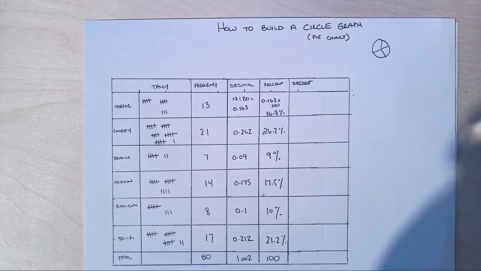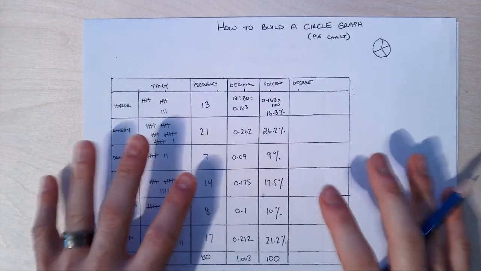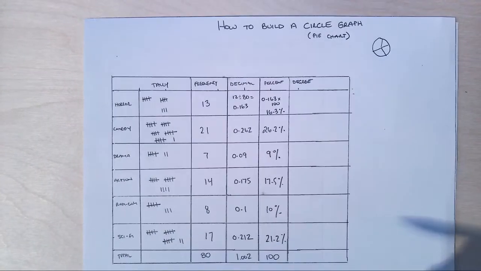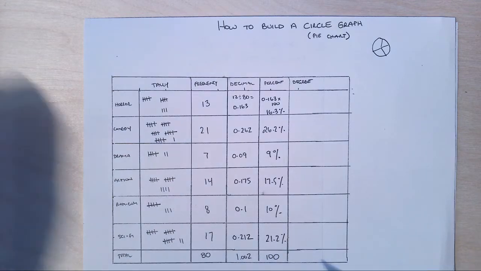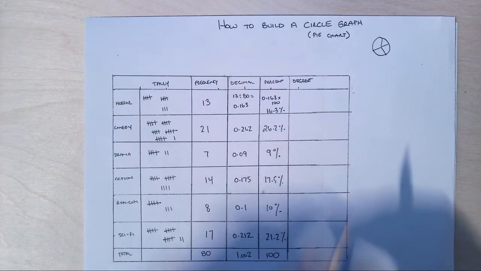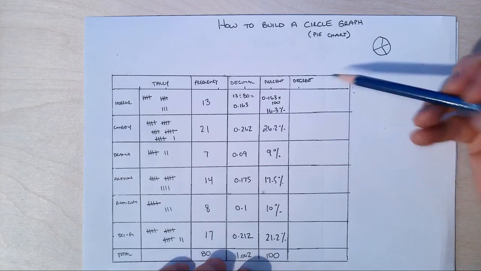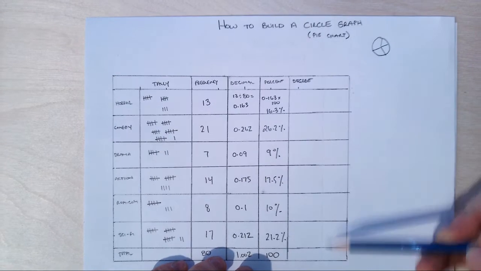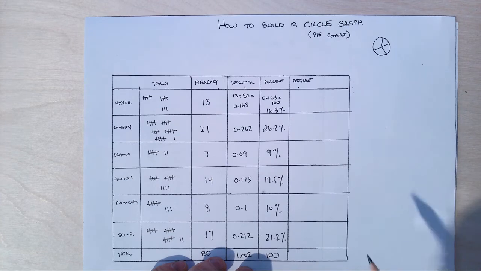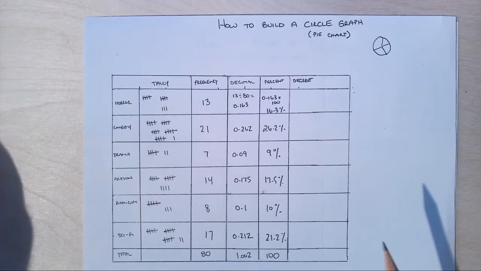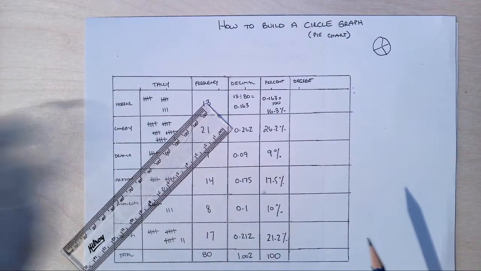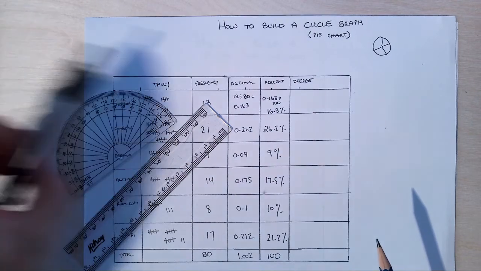You can see I've gone back to my low-tech setup, and that's because I'm going to show you specifically how to do it using some geometry tools. So what are you going to need for this? You are going to need your frequency table that you've completed. And you can see that I've added a new column to it. I'm going to explain what that is soon. You're also going to need a ruler, a protractor, and a compass.